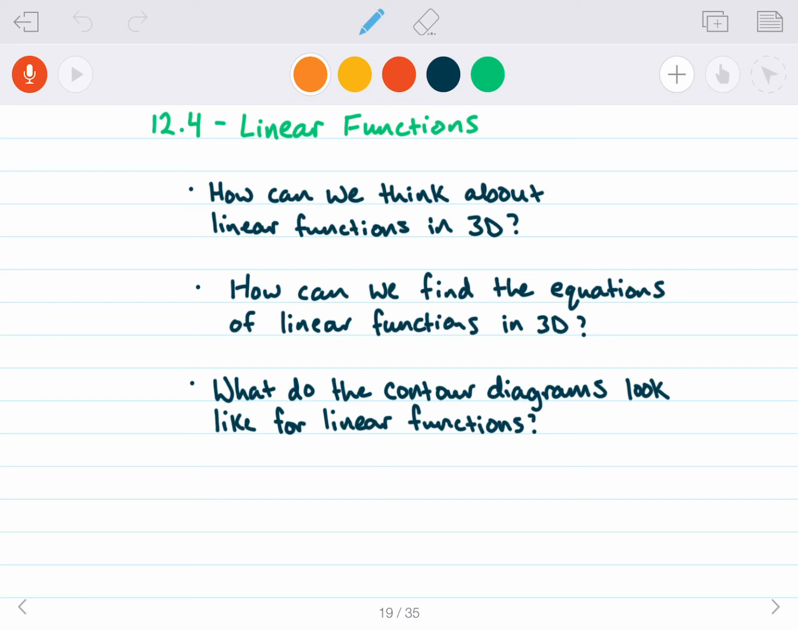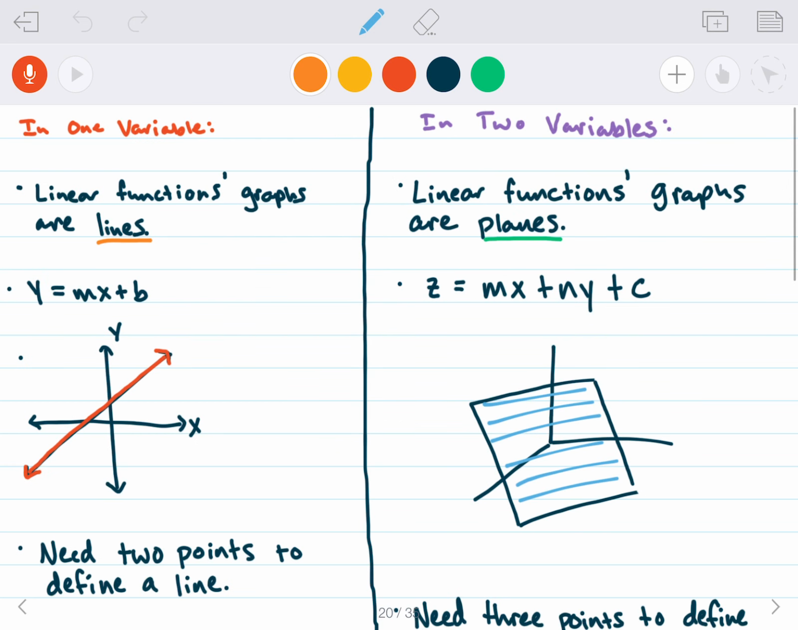Hey guys, in this video we're going to talk about Chapter 12, Section 4, Linear Functions. So recall that when we have one variable as an input, a linear function is a line. And it can be written in the form y equals mx plus b, where m is the slope, and b is our y-intercept, so where it crosses that y-axis.